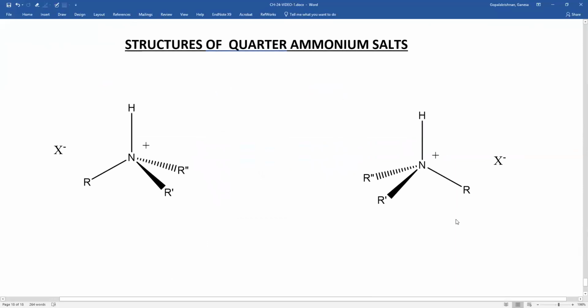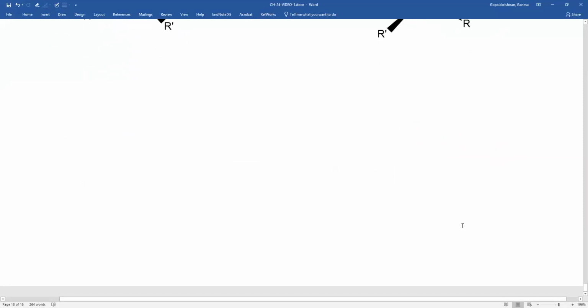What about the structures of the quaternary ammonium salts? In those, that nitrogen is bonded to 4 groups. If the 4 groups are different, as in this example, one is hydrogen, the other is R group, R prime. This is a chiral nitrogen. And it will have 2 stereoisomers. One is the mirror image of the other. But we can separate these two because they don't interconvert one into the other. So this is the end of the first video.